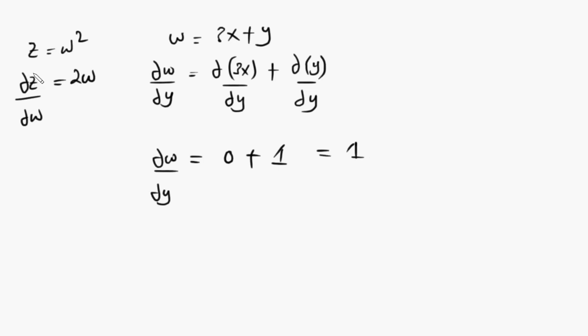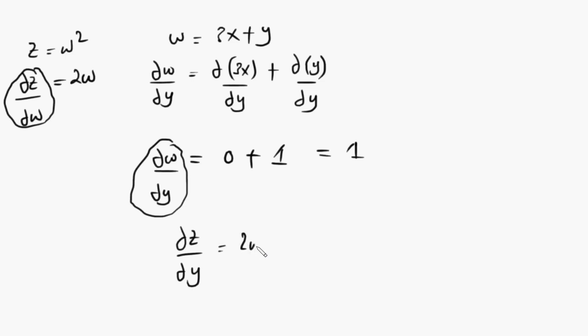So from the chain rule, I'll multiply this and this to obtain the partial derivative of z with respect to y. So it's just going to be 2w times 1, which is just 2w. But w is equal to 3x plus y. So finally, the partial derivative of z with respect to y is just going to be equal to 2 times (3x plus y), which is just equal to 6x plus 2y.